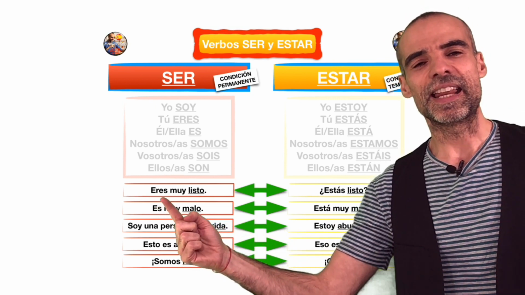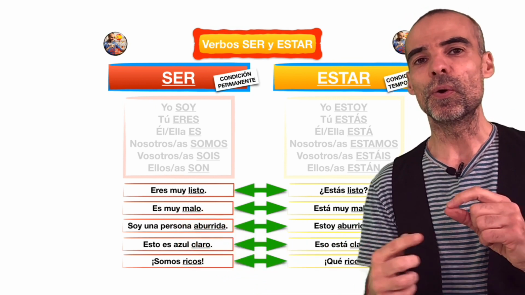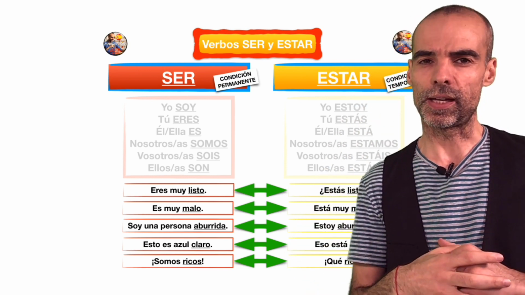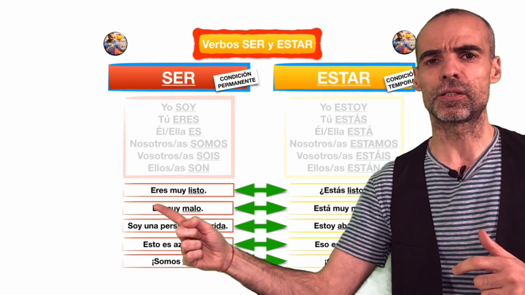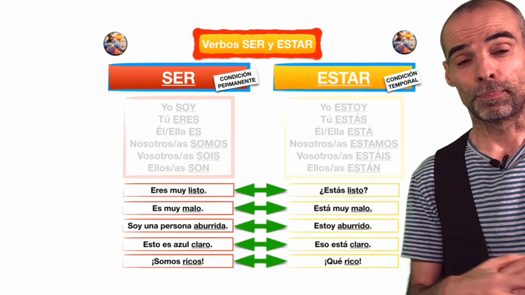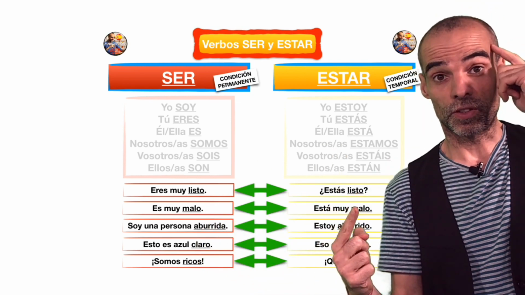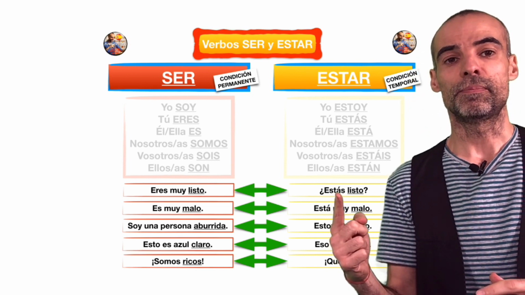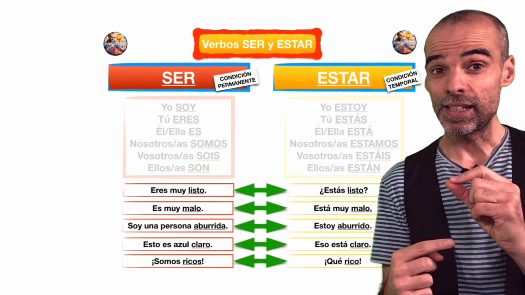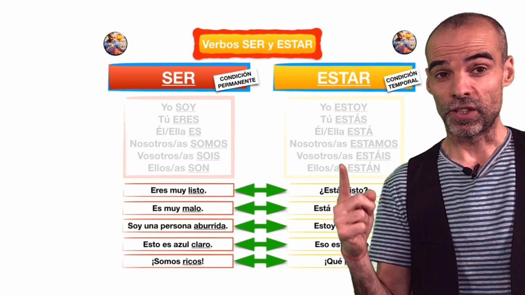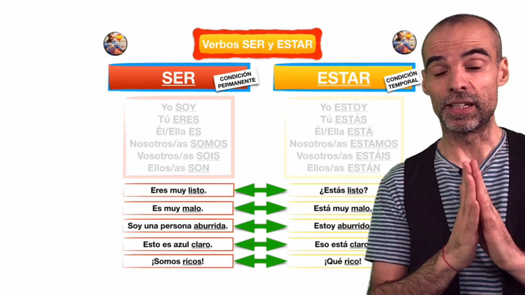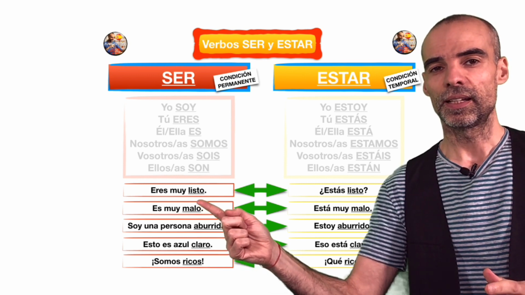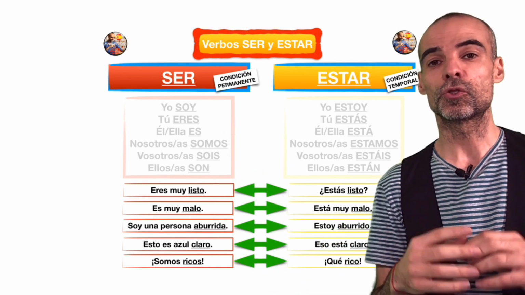Here it says, eres muy listo. You are very clever. Qué listo eres. How clever you are. But here, instead of clever, estás listo is not, are you clever? It means, are you ready? So listo with the verb estar is to be ready, estar listo. And with the verb to be, ser listo is to be clever.